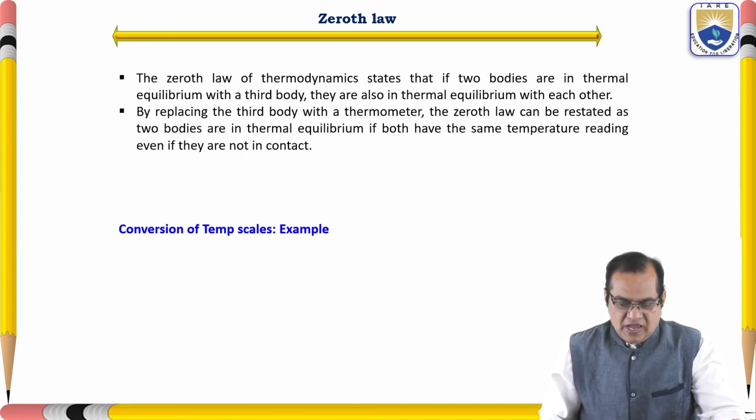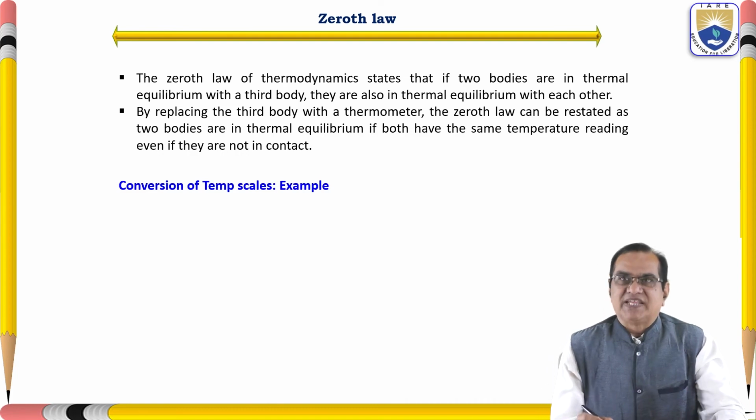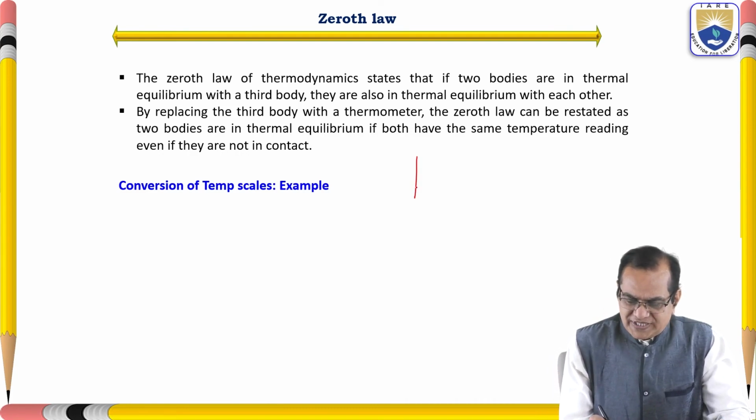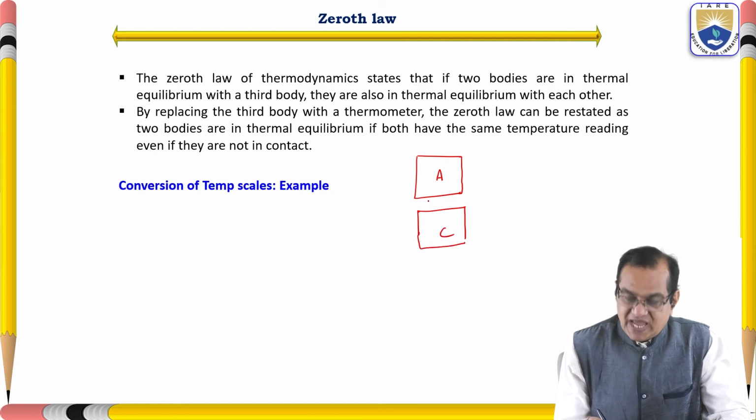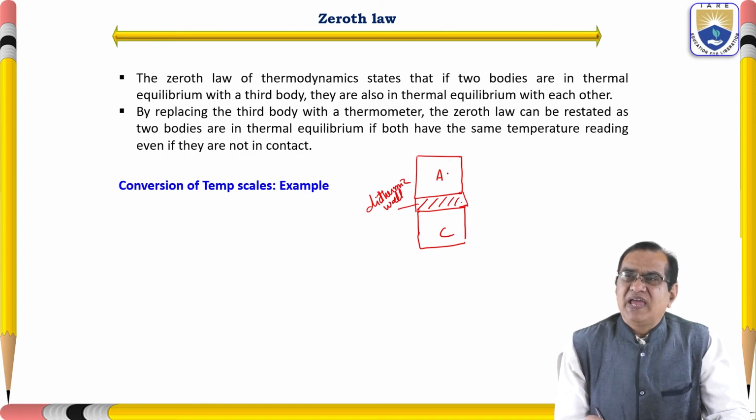So in this way, if two bodies are here, what is the Zeroth law? I will just say here. One body is A, another body is C, and these bodies are in contact with a diathermic wall. A diathermic wall means this wall will allow the transfer of heat from here to here.